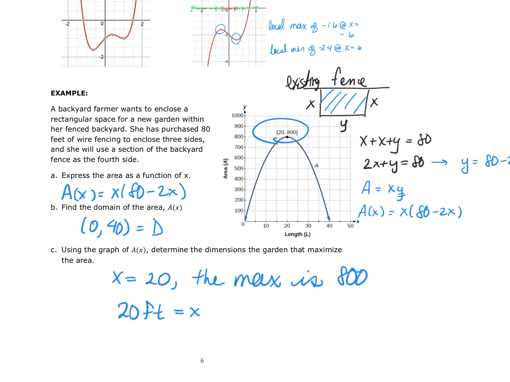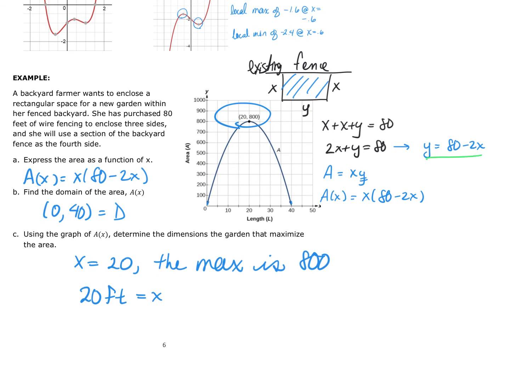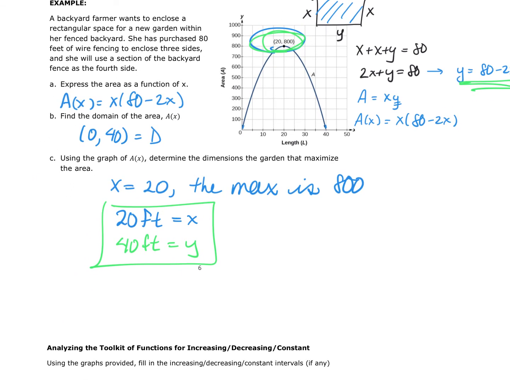So if x is equal to 20, I'm going to go right back over here. Notice this, and that's going to tell me what my y is. Well, my y is going to be 2 times 20, which is 40. So I have 40 feet, which is equal to y. And so here are my dimensions. And I was able to do it by my graph, which is looking at the maxima.